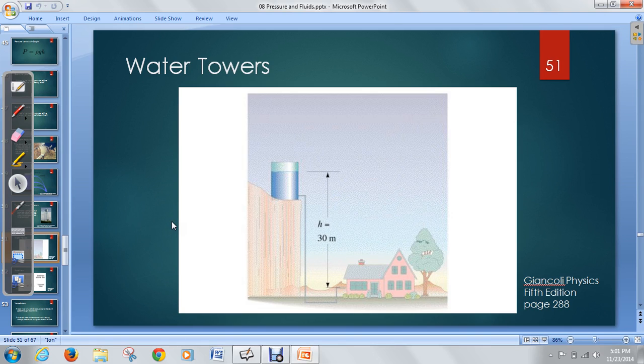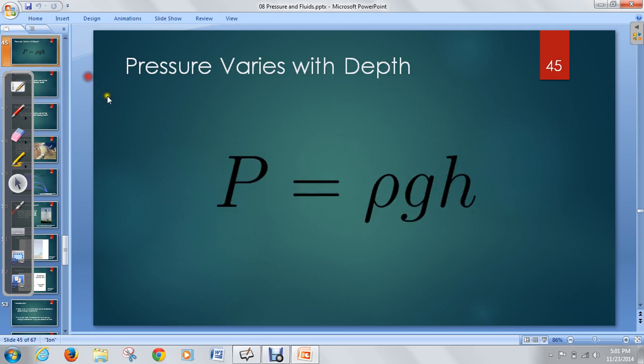We can use this equation to figure out how tall water towers need to be. They use it when they design water towers so they can figure out how much pressure that water tower is going to give to all the homes. And so, again, you want to make sure you understand this equation. It's a really powerful equation. We use it a lot. And again, it can find the pressure for any fluid.